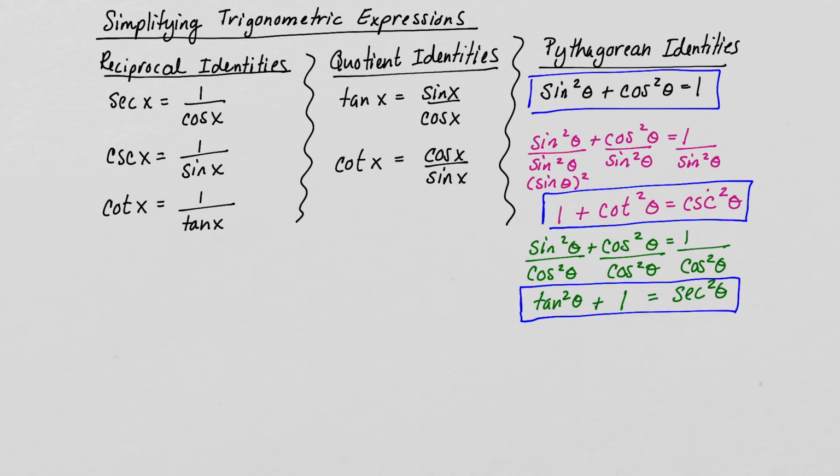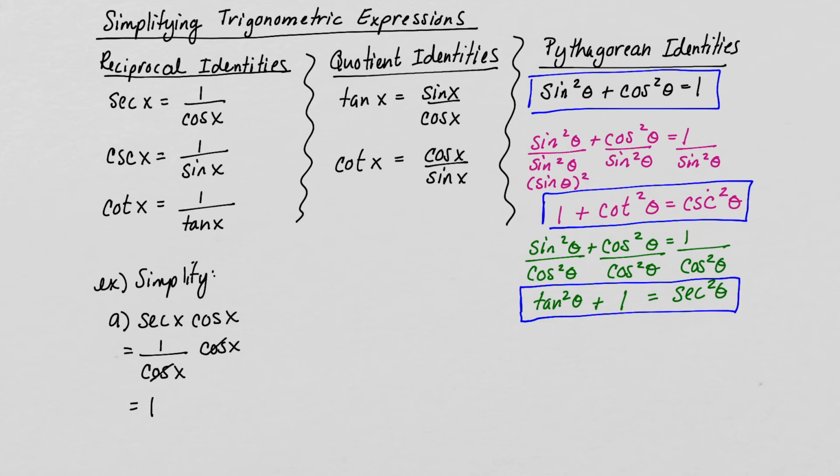So now we're going to use these to simplify. So, for example, simplify. We'll do a couple here. So the first one, secant x times cosine x. Well, secant x, remember, is 1 over cosine x. So I have 1 over cosine x times cosine x. And so the cosine x's would cancel each other out, and this is just going to be 1.